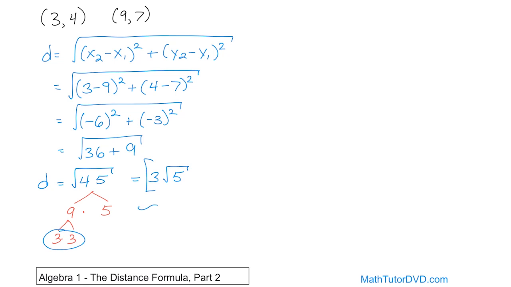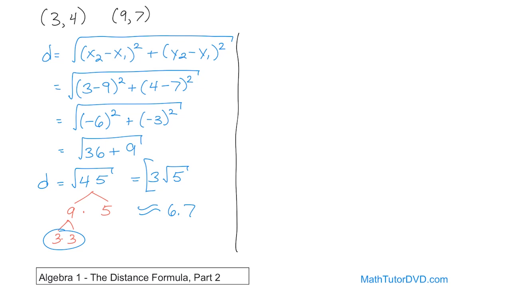Now in a calculator, if you put it in there, you're going to get an approximation of 6.7 and a bunch of decimals after that. So if you want to write the exact value, that's fine. If you want to write the decimal approximation, that's fine too. It's up to you. But the point is that you have both answers there.